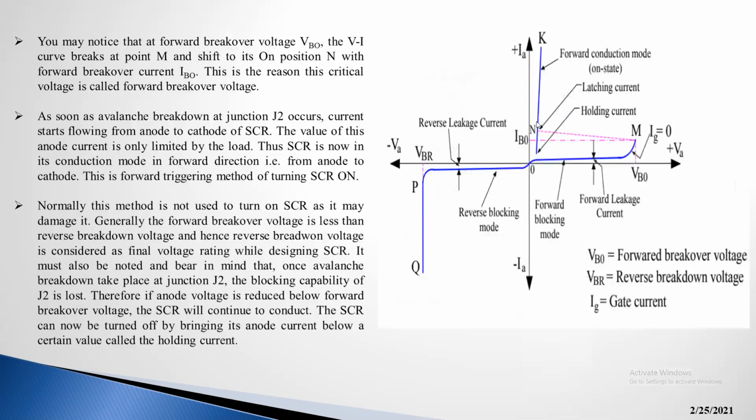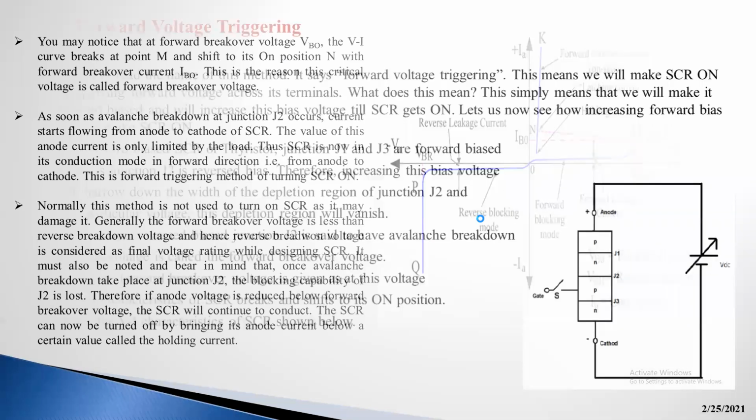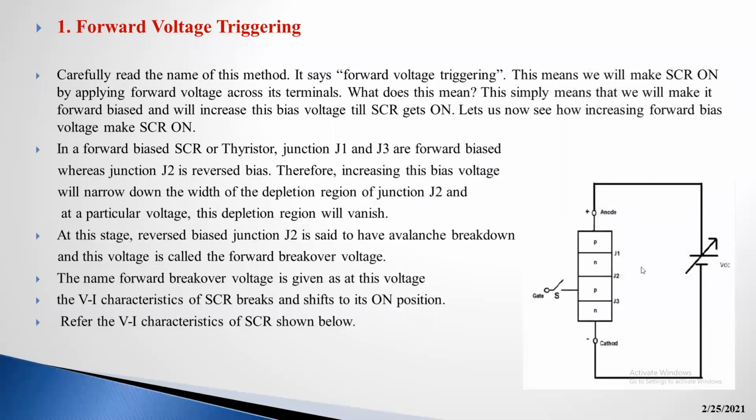See here, the VI characteristics of the SCR we have already seen. You may notice the forward breakover voltage here without gate current. Nothing is supplied to the gate circuit. The gate is open. We are only applying the forward voltage across the anode and cathode of the SCR.